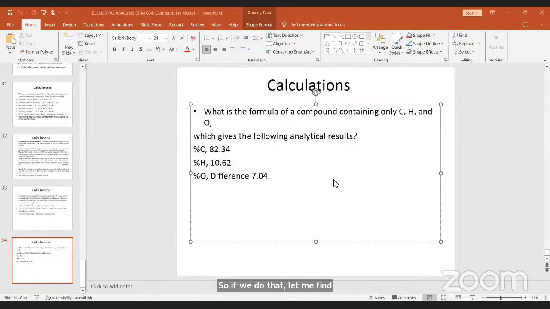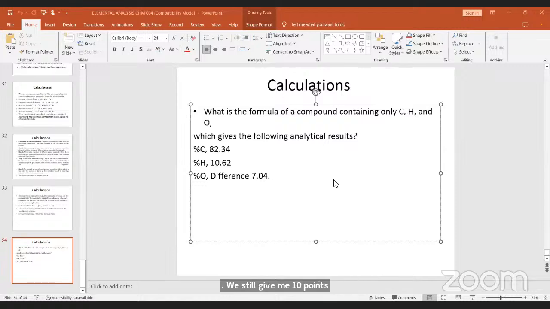Just be checking whether it tallies with what you did. So if I divide 82.34 by 12, that will give me 6.86. At this stage, do not estimate. Don't avoid this temptation to estimate at this stage. So I'm going to write my own as 6.862. Okay? Then hydrogen 10.62 divided by 1 will still give me 10.62.